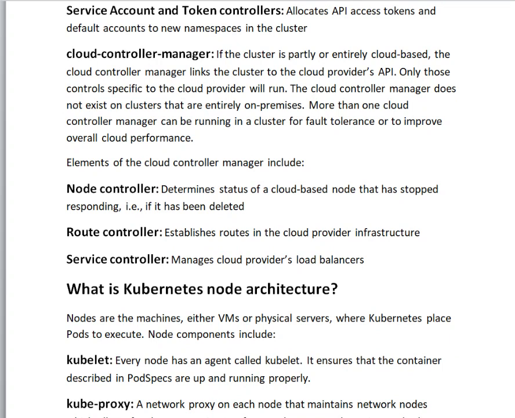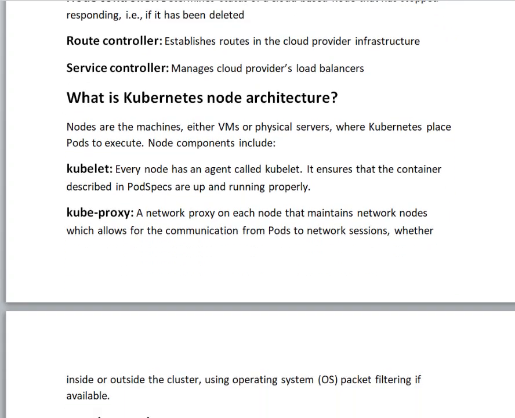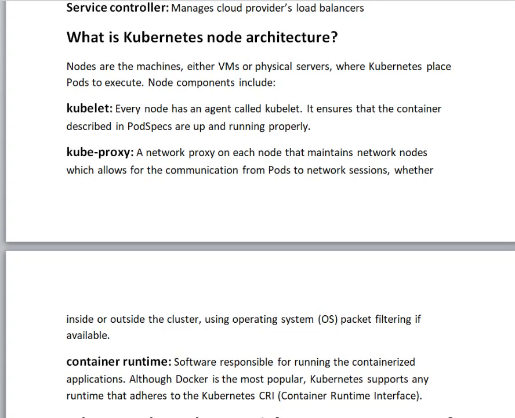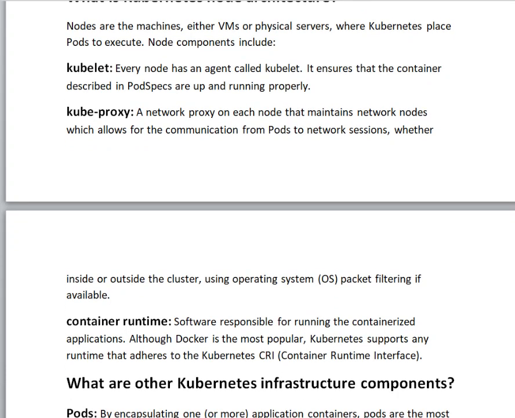And what is the Kubernetes node architecture? In this, kubelet, kube-proxy, and container runtime are the components. In kubelet, every node has an agent called kubelet. It ensures that the containers described in the pod specs are up and running properly.